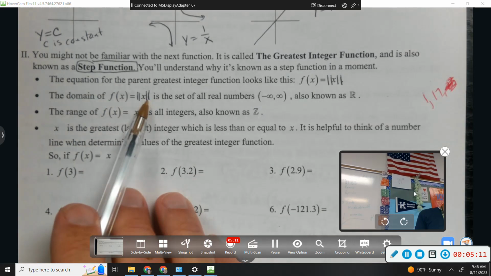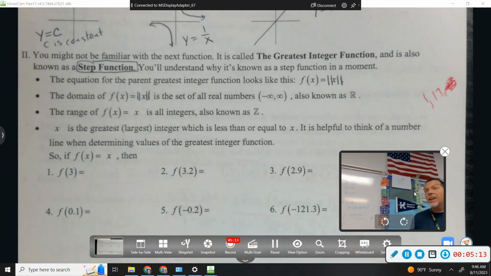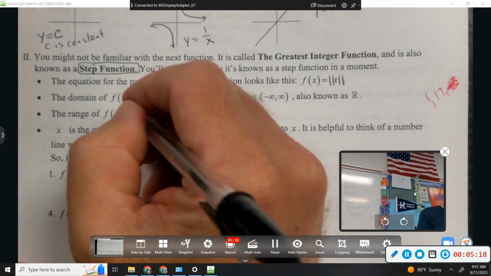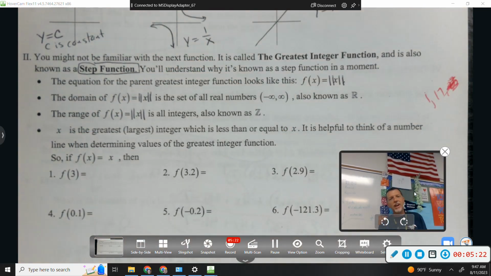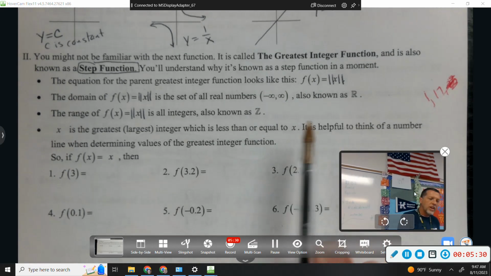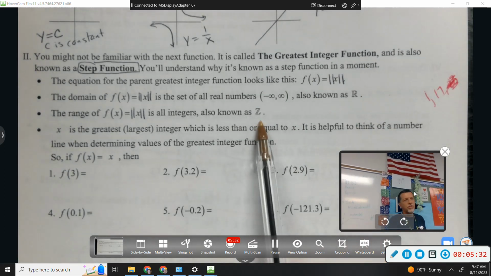So the domain of the step function is all real numbers, so you can plug in anything you like. The range, the output, again, you got to add the double bars on either side. The range, the output, is integers, also known as Z. That's kind of fancy talk. The fancy R is real numbers. The fancy Z is integers.